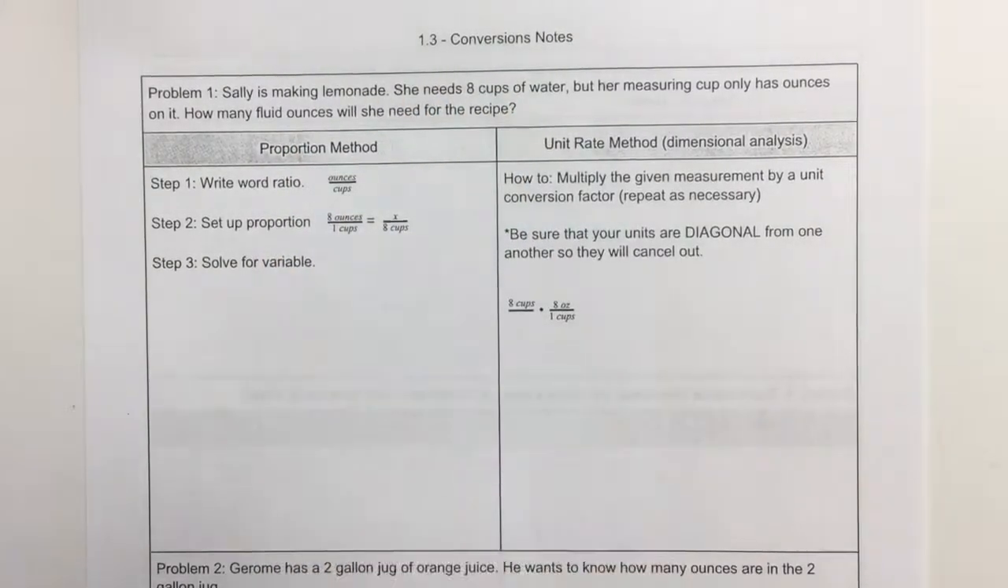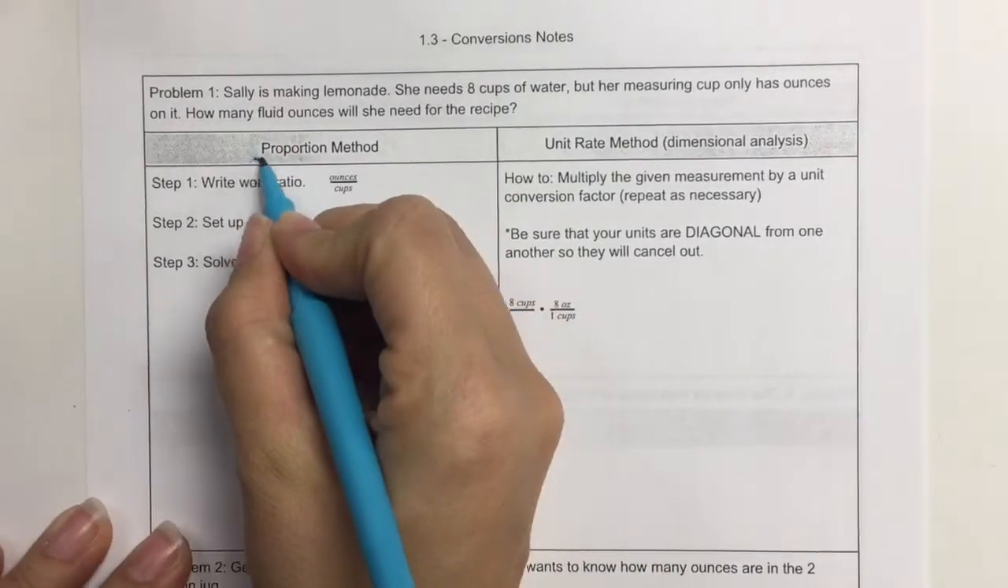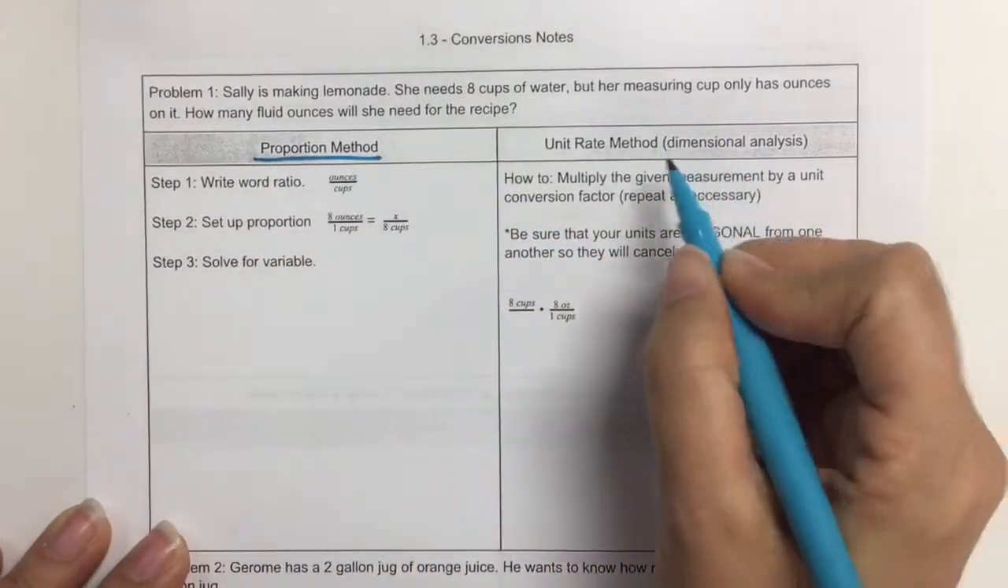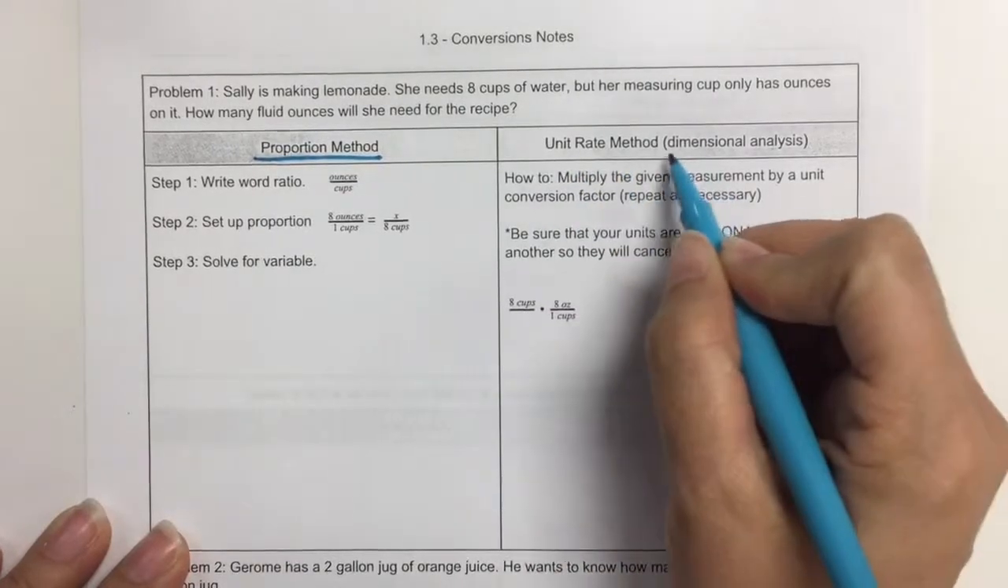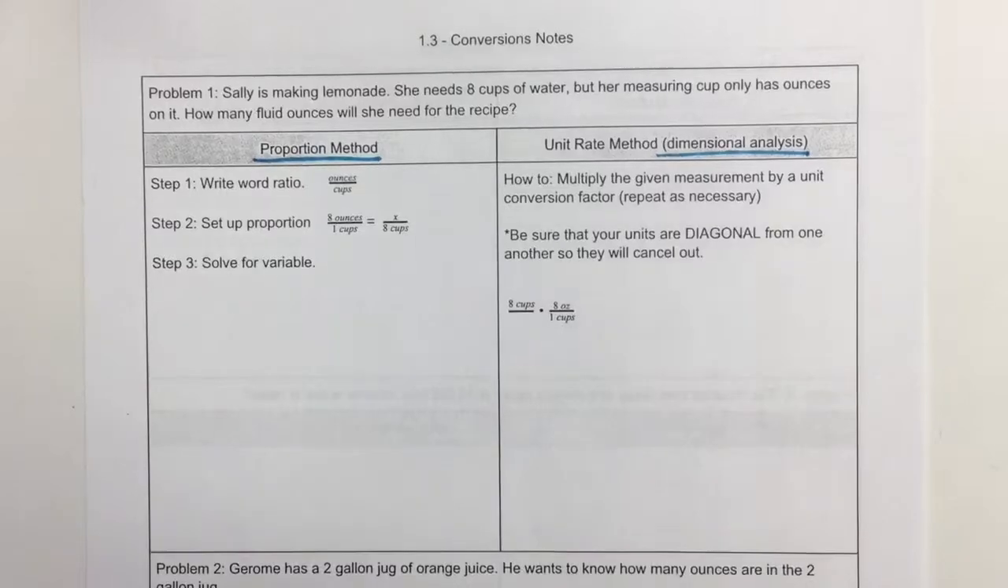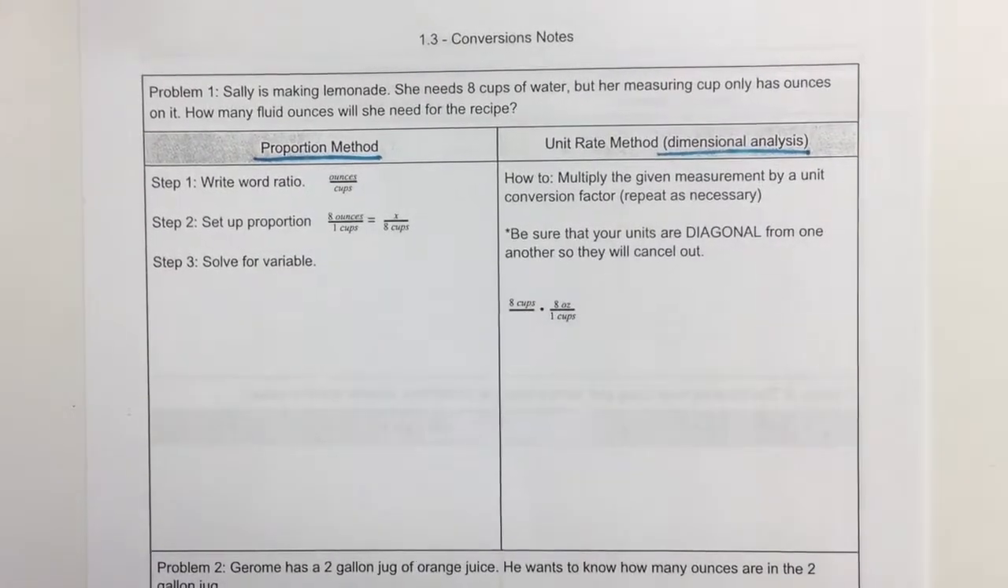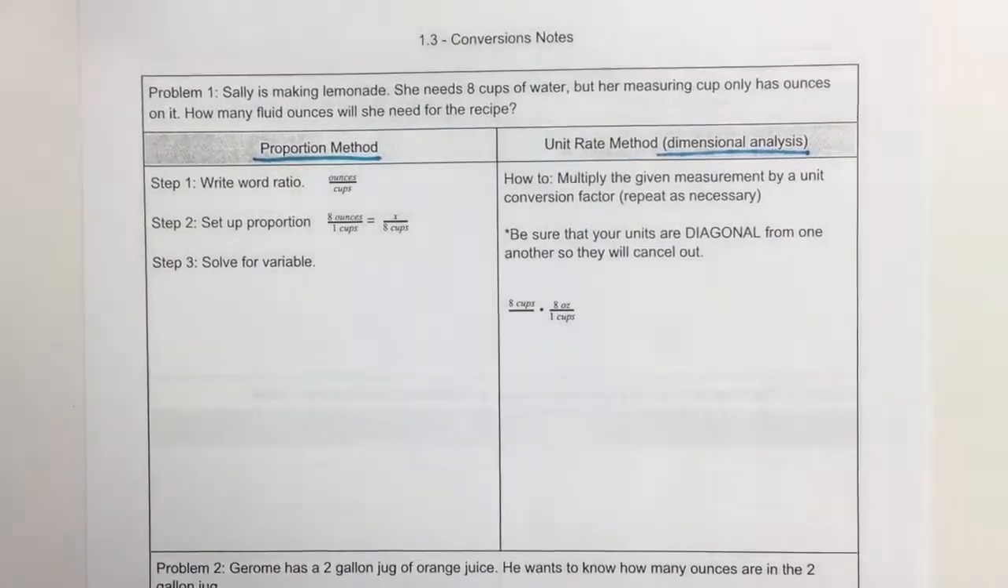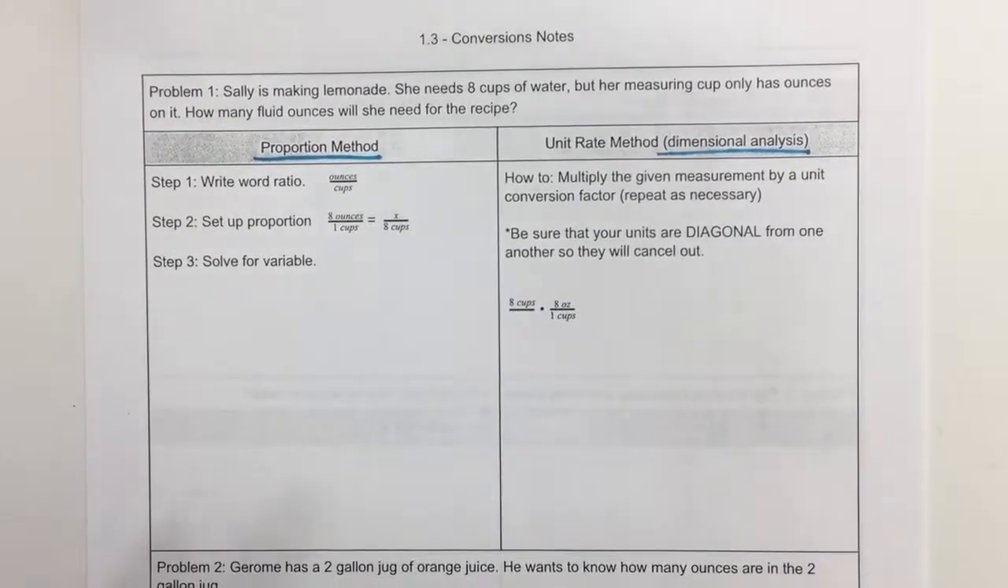So we're going to talk about 2 different methods for solving measurement systems. We are going to use the proportion method, and we're going to use a unit rate method, which we'll actually mainly call dimensional analysis. And you're going to decide which one you like better and use the one that you like better. They're both good in their own ways, and sometimes I like one over another for just the type of problem that it is. So let's take a look here.